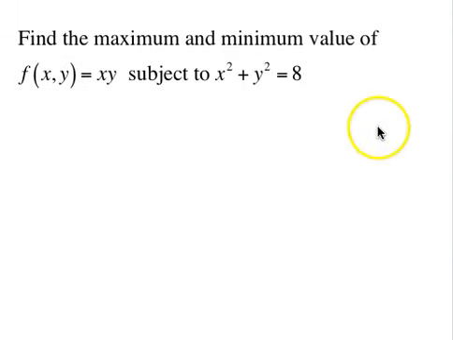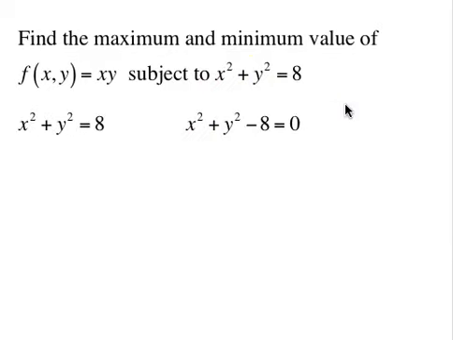Let's look at one more question. Find the maximum and minimum value. So we'll have to test our various points of f of xy equals xy subject to the constraint x squared plus y squared equals 8. So our first step is to rewrite this as x squared plus y squared minus 8 is 0. And that'll be our function g of xy.